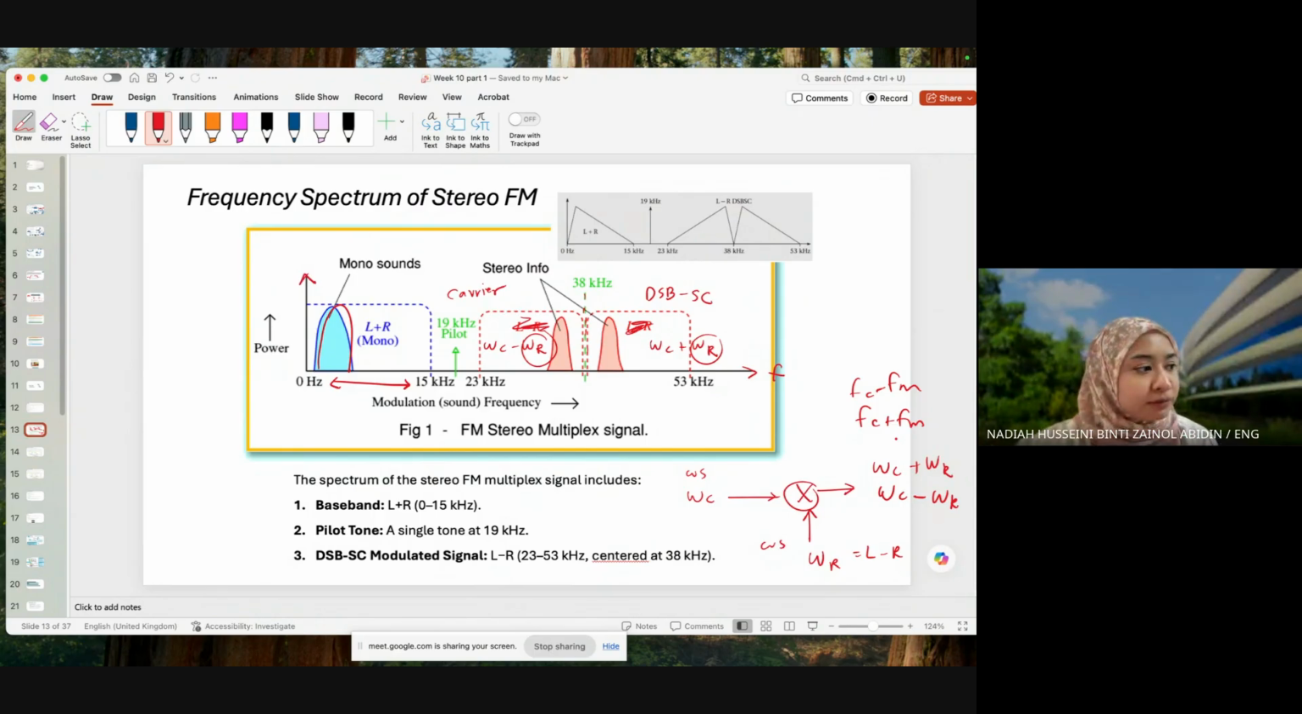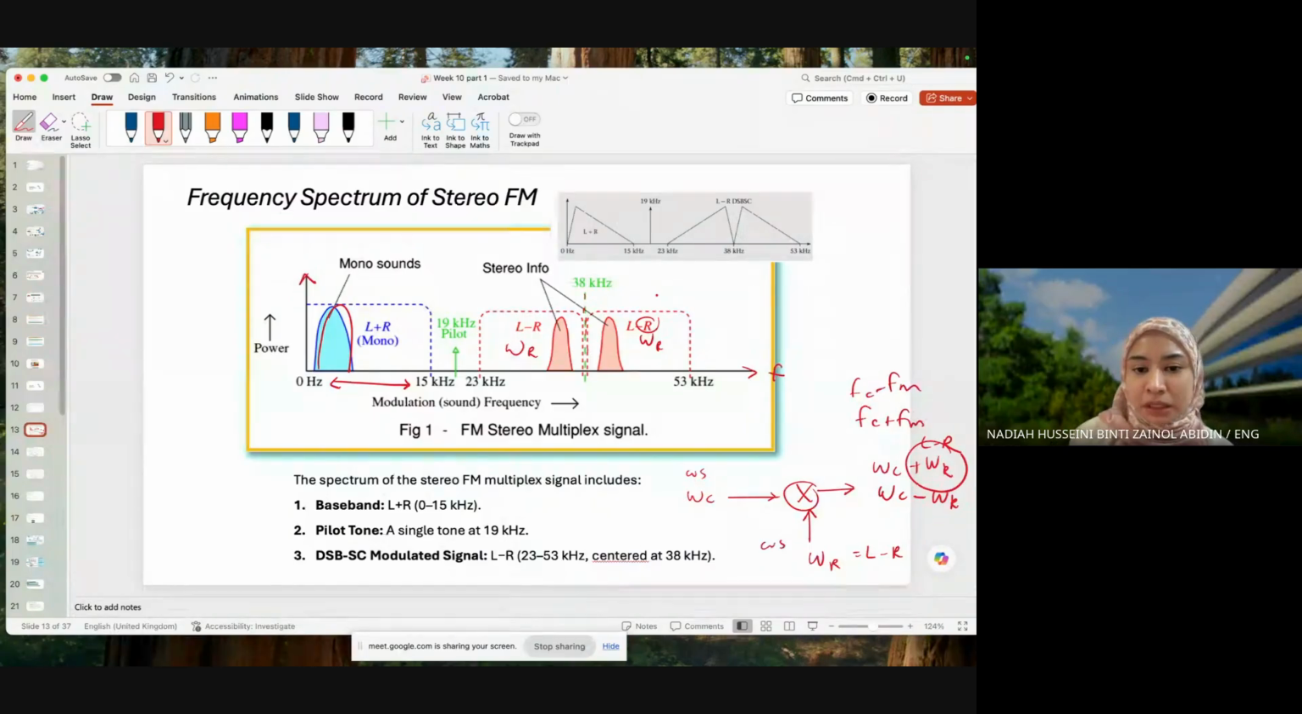Okay, I hope everyone is still following me here. Don't sleep, wake up. Omega C plus omega R. So now our omega R is L minus R, and omega C minus omega R is omega C minus L minus R. It's kind of confusing because we have the minus R here. No, it's not minus FM. L minus R is the FM.